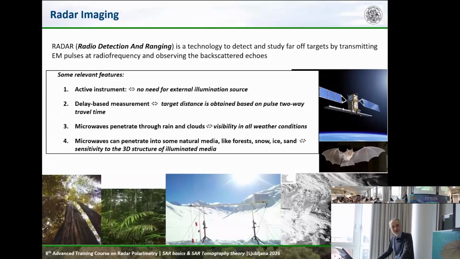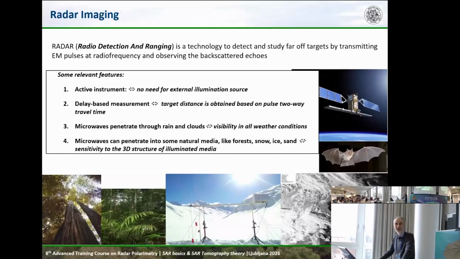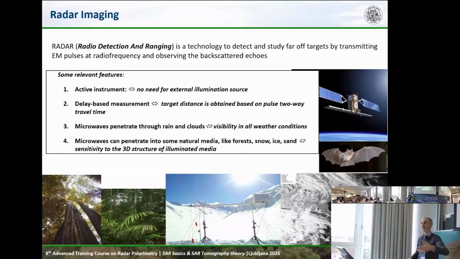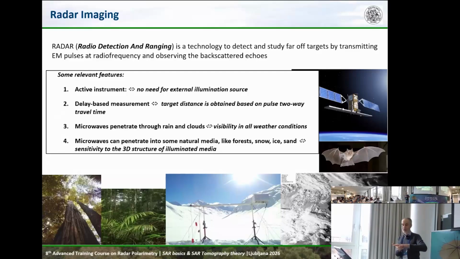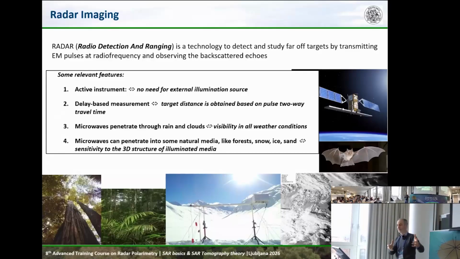It is interesting because at the frequencies we use, we can penetrate through clouds. So it's an instrument that we can use in any weather conditions. And importantly, especially for P-band, especially for systems like Biomass, our waves do penetrate. So they penetrate into forest, into snow, into ice. So we are not just sensitive to the surface, we are also sensitive to what's inside.